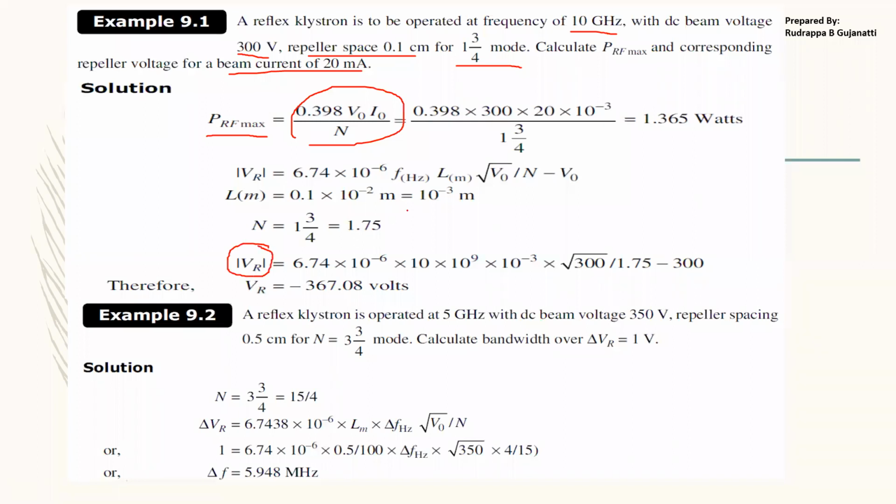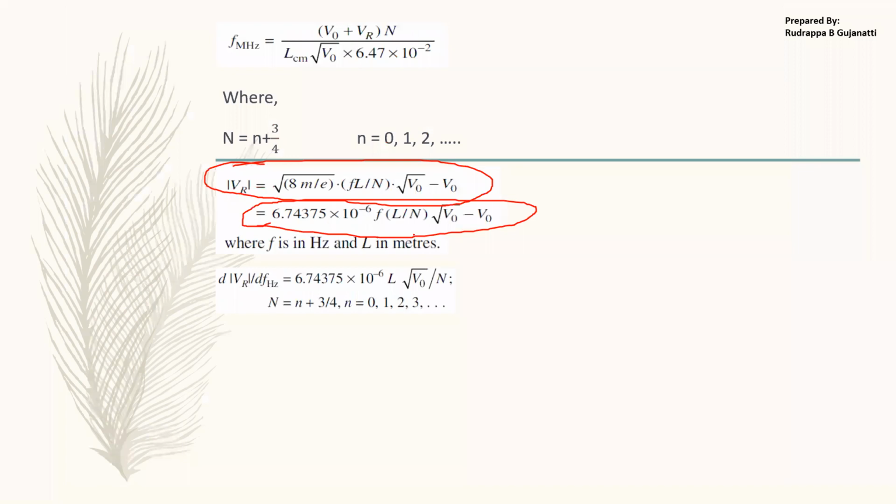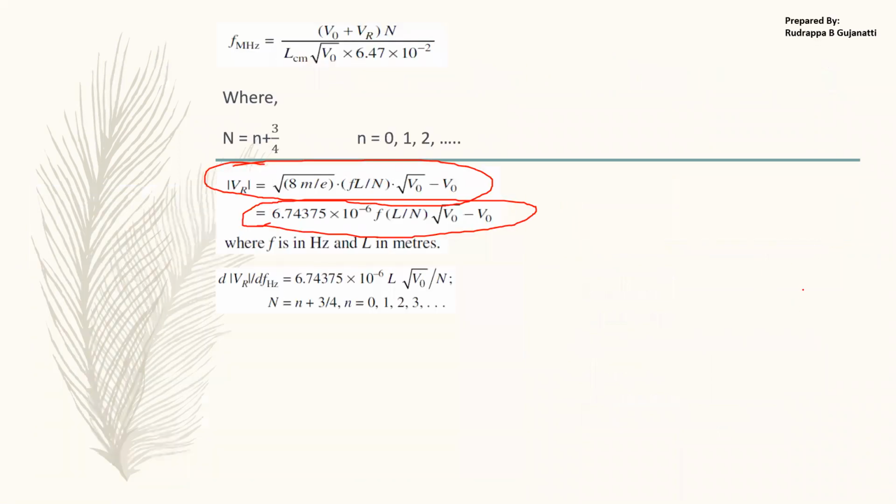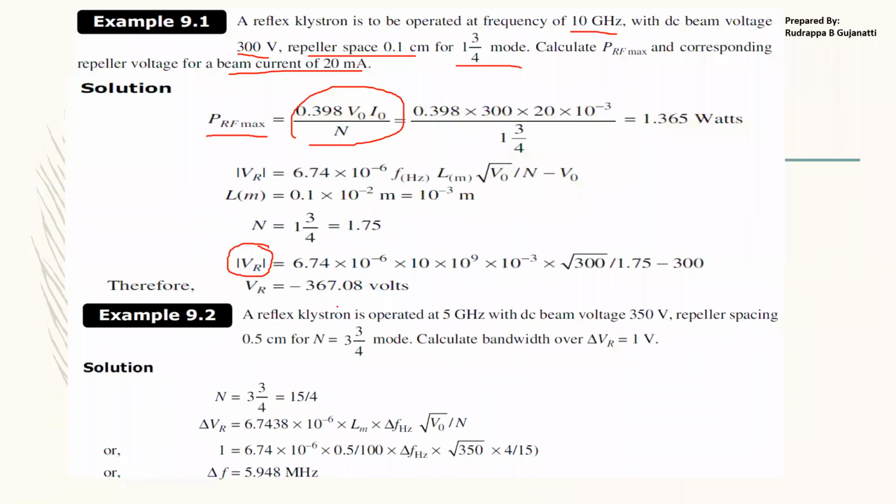Once you obtain the magnitude of the repeller voltage, you have to substitute that value in this equation, and then you'll be able to obtain the RF power which is delivered to the cavity. So this is the problem we had solved. We got around 1.3665 watts.